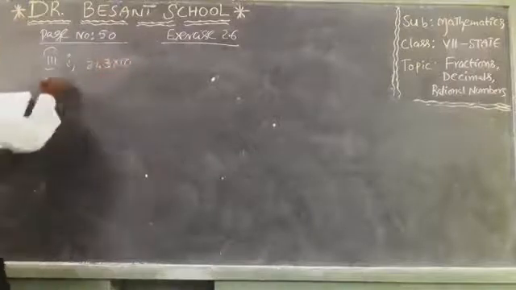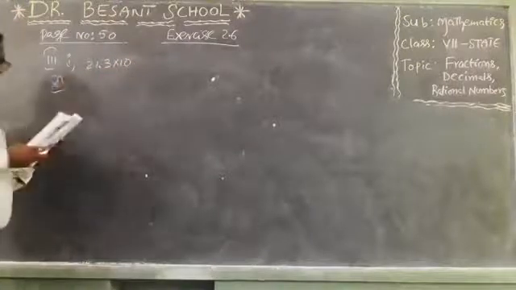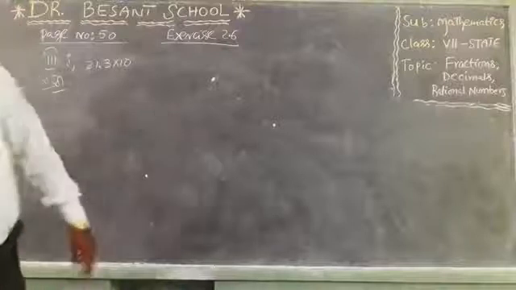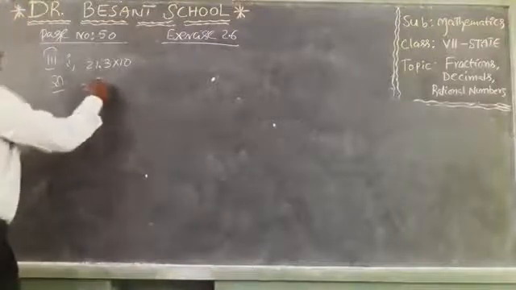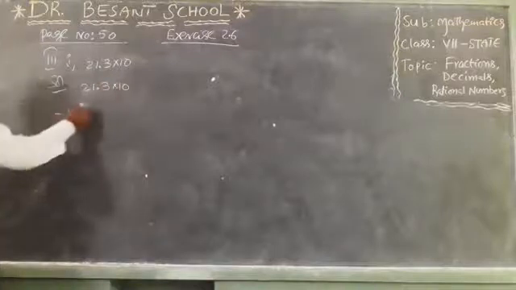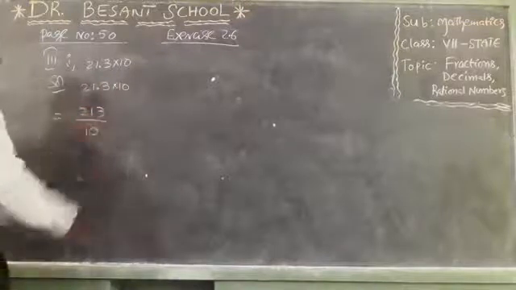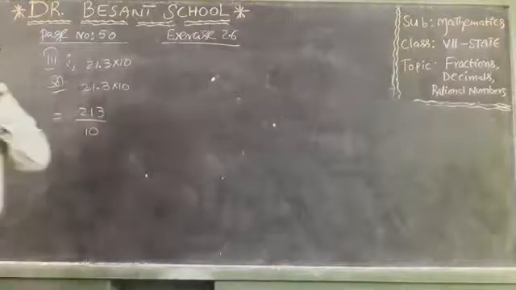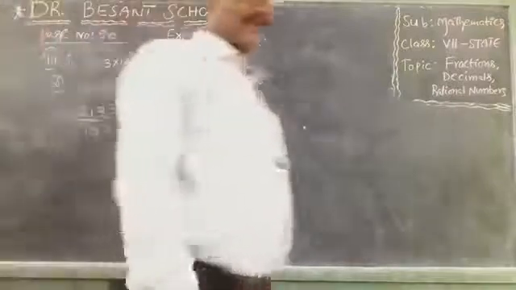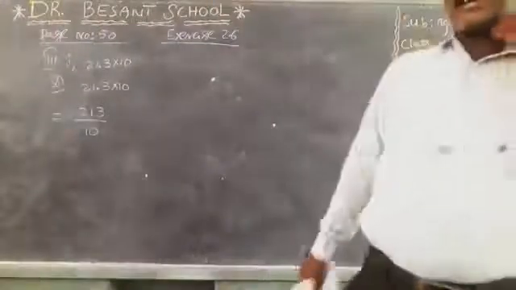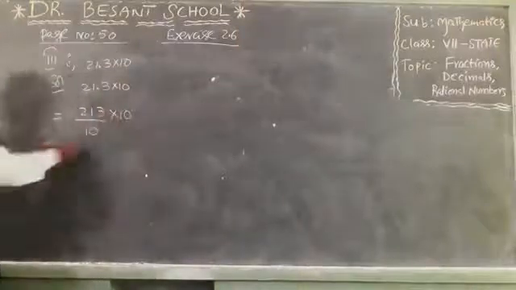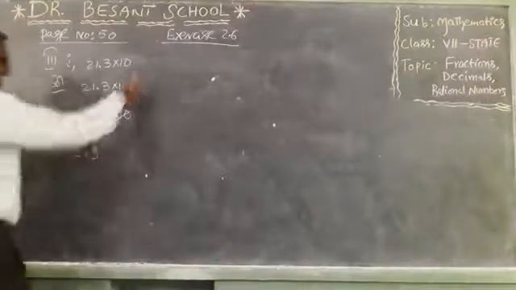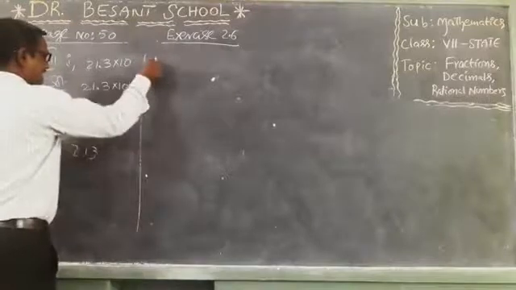21.3 into 10. Verify, children. So this is 21.3 into 10. 21.3 can also be written as 213 by 10. How will we write 21.3? 213 by 10 into 10. So 10 cancels, the answer is 213.